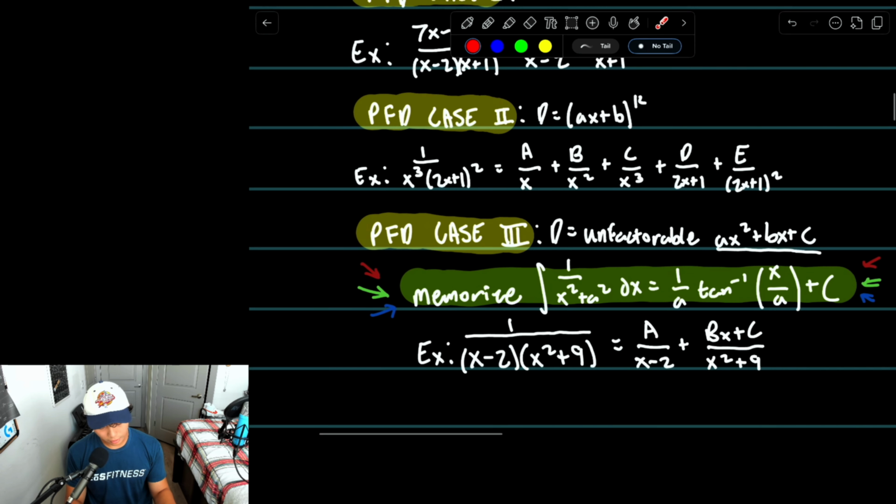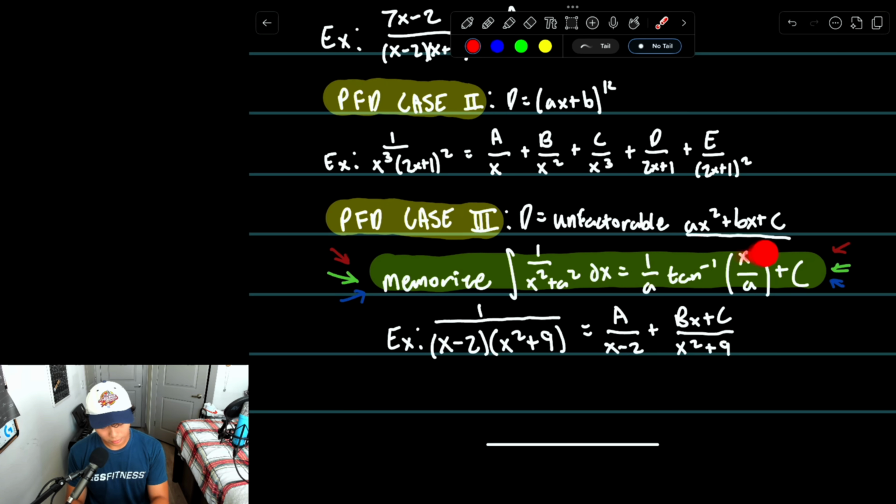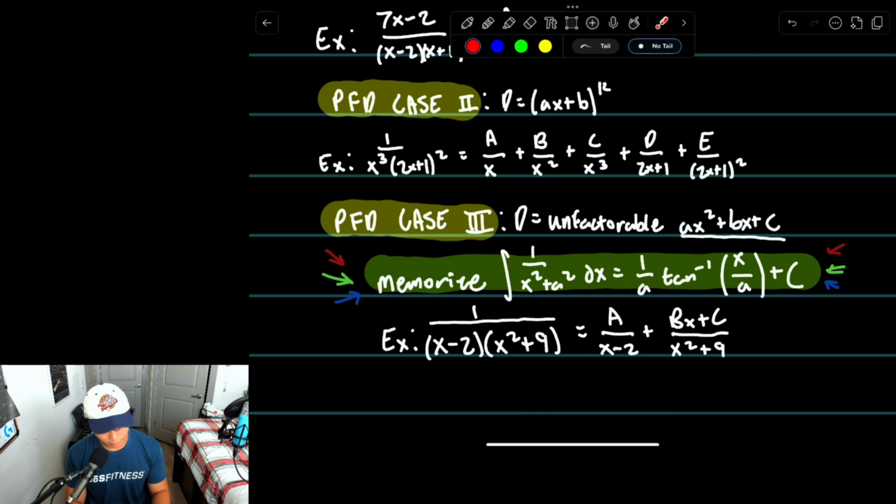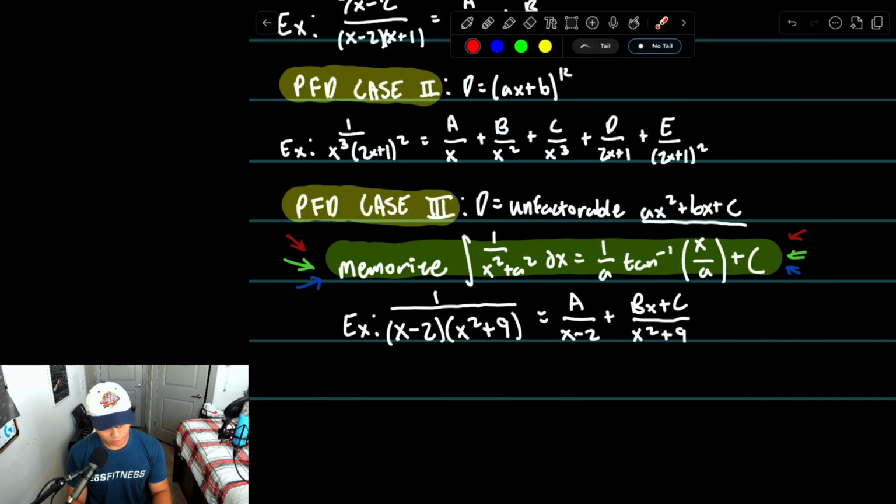And then our third case is having an unfactorable quadratic form as shown in ax squared plus bx plus c. So for example over here it's x squared plus 9 instead of the squared being on the outside of the parentheses. So what you would do instead of just assigning this to B and putting it over x squared plus 9, you would have to do Bx plus C, which is assigning it to two different letters, which is B and C, and adding an x on the B.